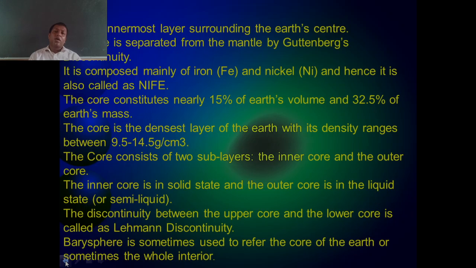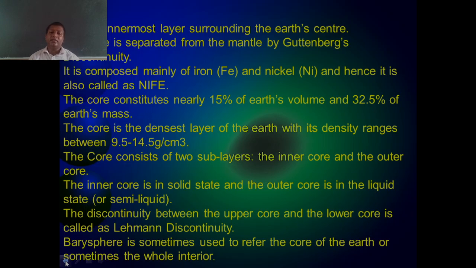Now, the innermost layer of the earth is the core. As you know, it is made up of ferrous and nickel, that means iron and nickel, so it is called Nife. When it comes to the volume of the entire earth, the core is 15% of the earth, and it is 32.5% of the earth's mass.